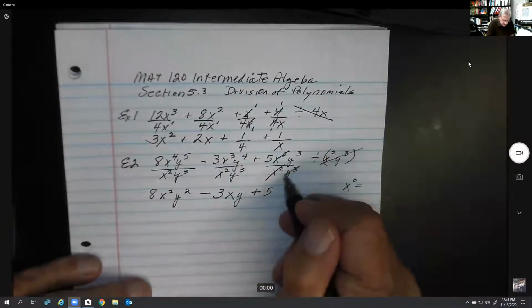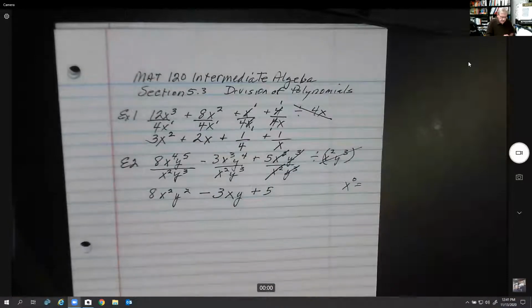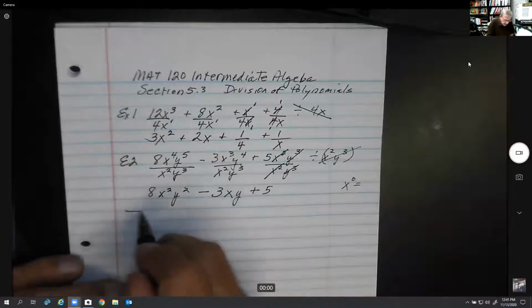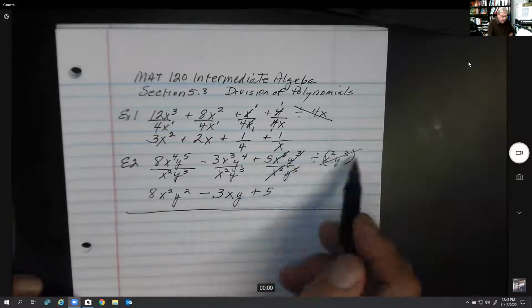And the same thing happens here. And it's just 5. Now, you don't have to factor it or do anything else to it. They just asked you to divide it. You did. You're done. So that's how you divide by a monomial.